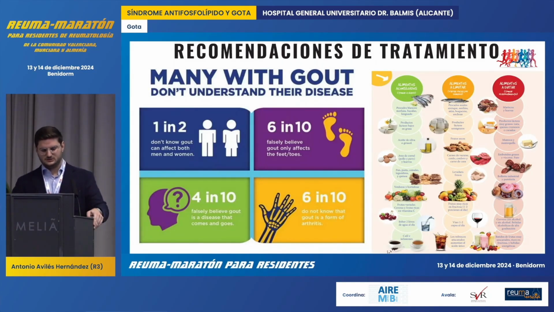Those two pillars I mentioned earlier are very important because of this chart I'm showing here, which highlights that 1 in 2 patients with gout doesn't know that it's a disease that can affect both men and women. 6 out of 10 believe that it only affects the feet or toes. 4 out of 10 believe it's a disease that comes and goes. And 6 out of 10 don't know that it's a type of arthritis.